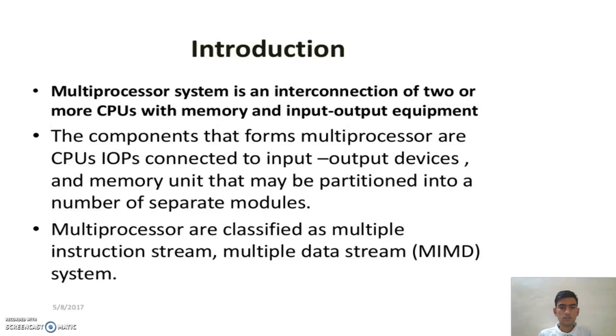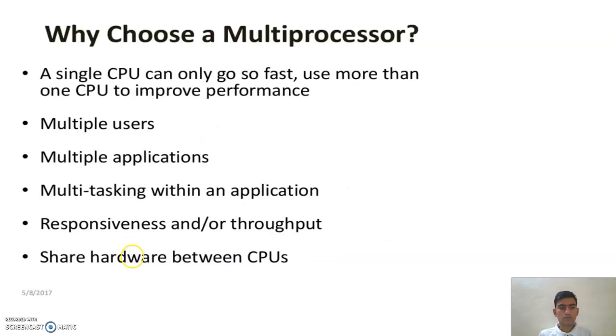A multiprocessor is a system that is an interconnection of two or more CPUs with memory and input-output equipment. The components that form a multiprocessor are CPUs and IOPs connected to input-output devices, and memory units that may be partitioned into a number of separate modules. Multiprocessors are classified as multiple instruction stream, multiple data stream.